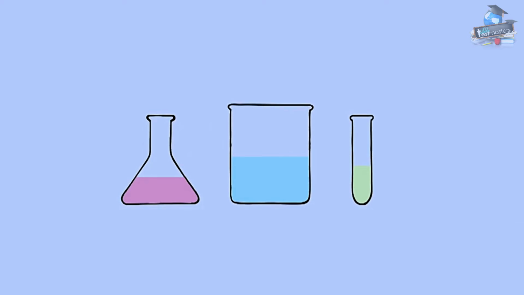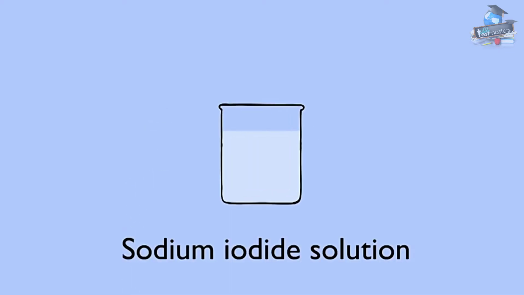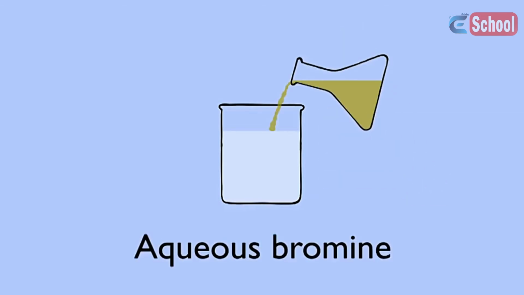Here's some sodium iodide solution. In an ionic solution, like we have here, the iodide ions are colourless. Now we add some dark yellow aqueous bromine to the mix. It's going to turn dark brown, showing the presence of diatomic iodine.